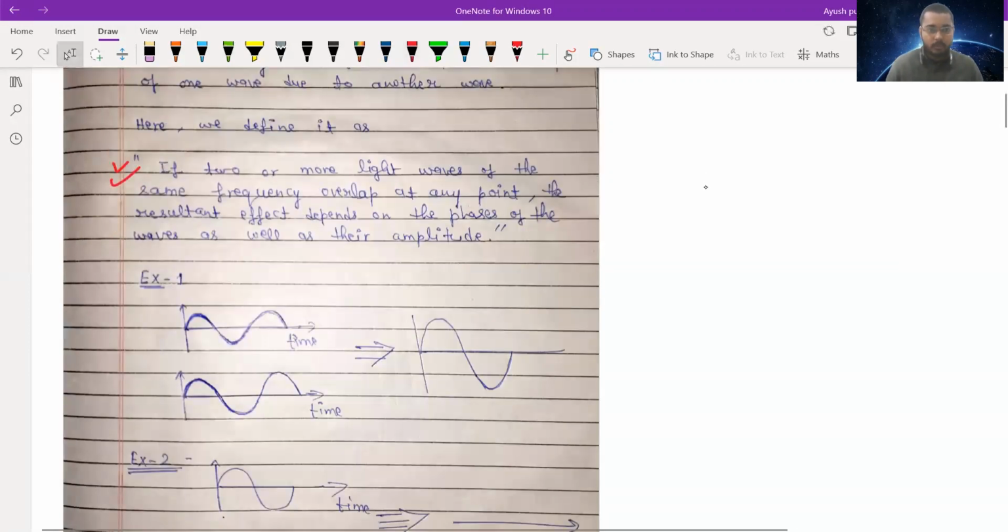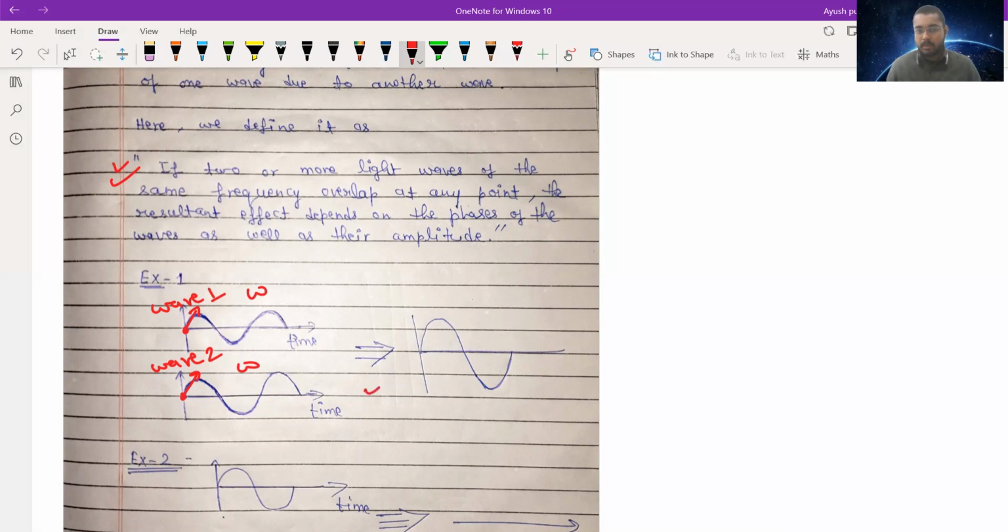Let's say this is wave 1 and this is wave 2. See, their frequency is the same: the frequency is omega for wave 2 also. In this case, I have taken the amplitude of these two waves the same, but you can take the amplitude different, no problem. If these two waves are interfering, you can see the phase of these two waves is the same. Both start from the mean position and both go above, in the same direction. So the phase of these two waves is the same.